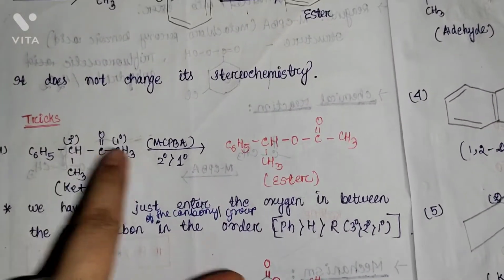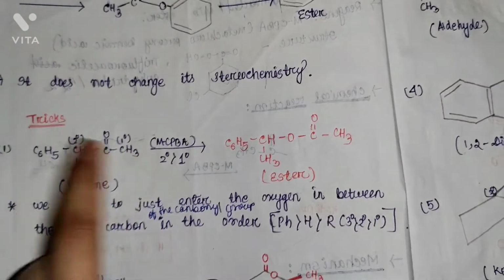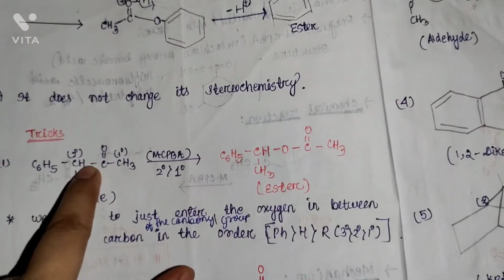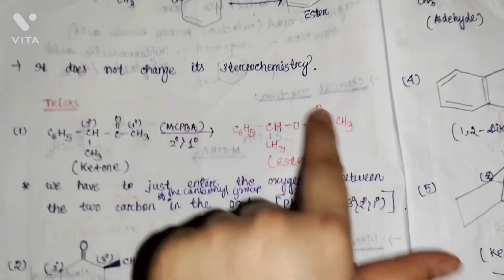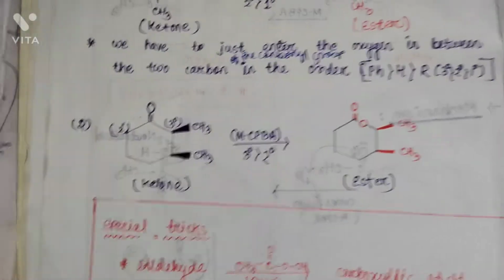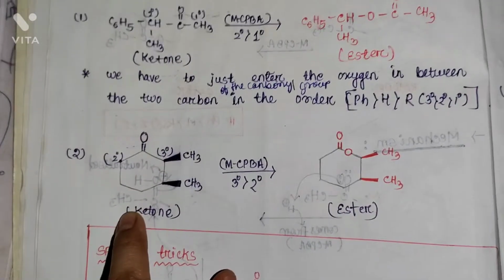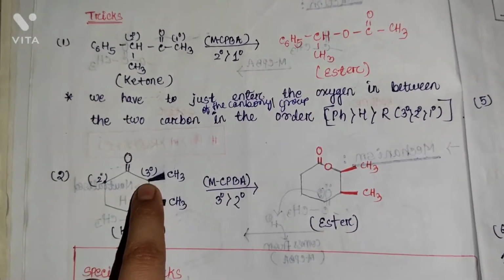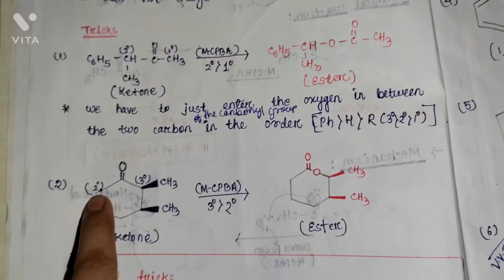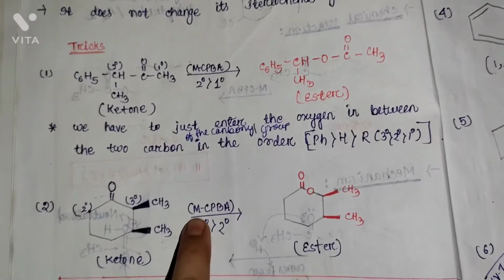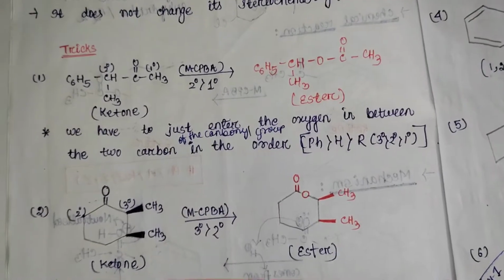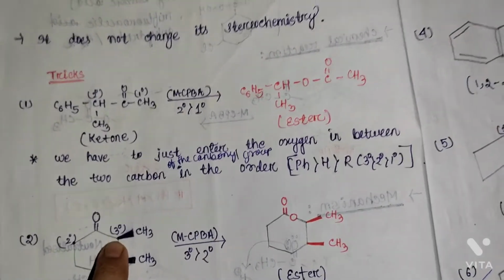So this is 1 degree and this is 2 degree. So the oxygen will attach here and this will be the product. Like that, this is the question. Here the carbonyl group is this, and this is the 3 degree carbon and this is the 2nd degree carbon. When this reacts with metachloroperoxybenzoic acid, where will the oxygen attack? Beside the 3 degree.